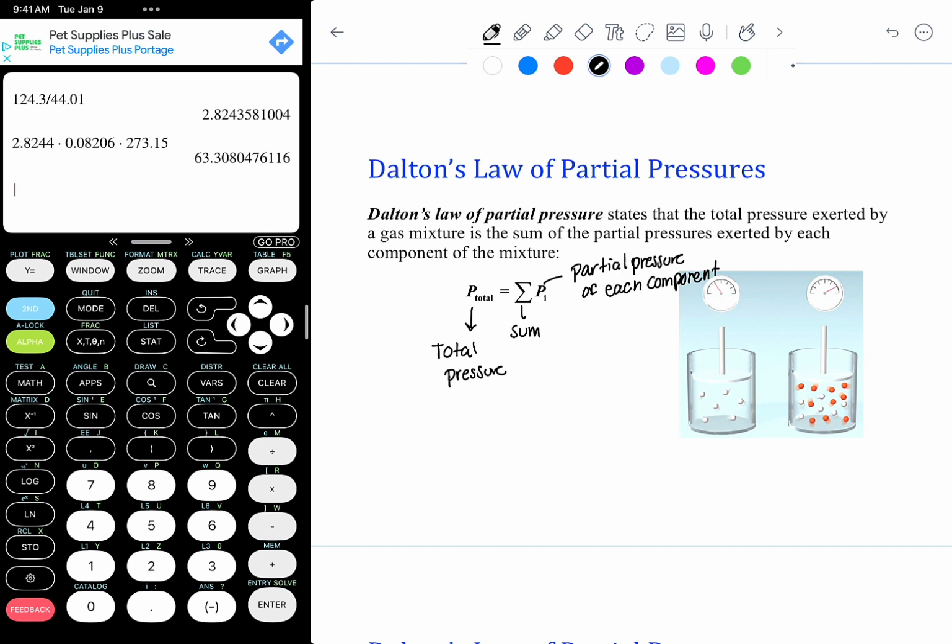So if we had a mixture of water, HCl, CH4, and H2 all in the same container, the total pressure would be equal to the pressure of the water plus the pressure of the HCl plus the pressure of the methane plus the pressure of H2. If I were to add more gas to that container, then I would increase the total pressure because its partial pressure would add to that sum overall.